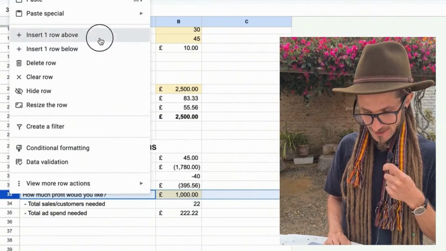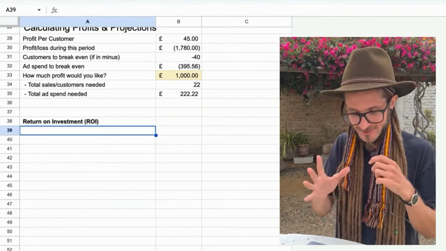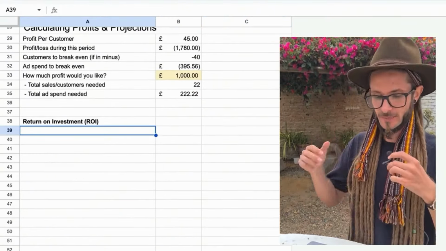This is looking at profitability, so projection profit, and the other bit is looking at break even. Okay, the next section that I'm going to add into the spreadsheet is going to be the return on investment.